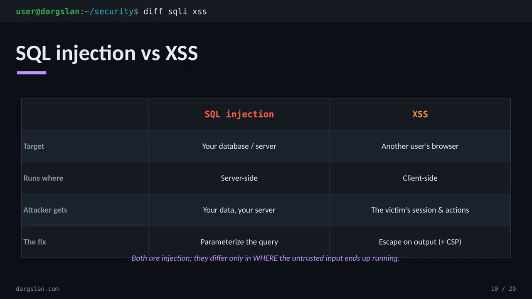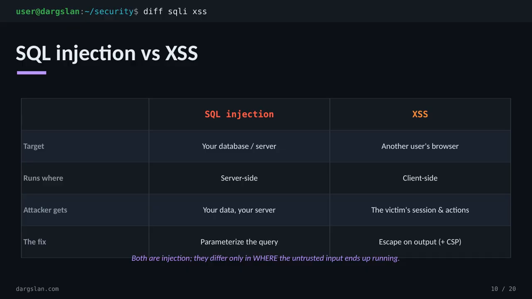It's worth lining these two up side by side because the symmetry tells the whole story. SQL injection targets your server and steals your data. XSS targets another user's browser and hijacks their session. One runs server-side, the other client-side. The fixes look different on the surface. Parameterize the query versus escape on output, but they're the same move. Keep untrusted input from being interpreted as code.